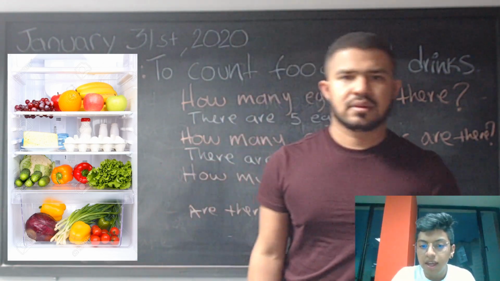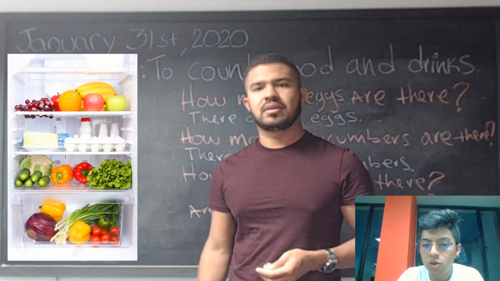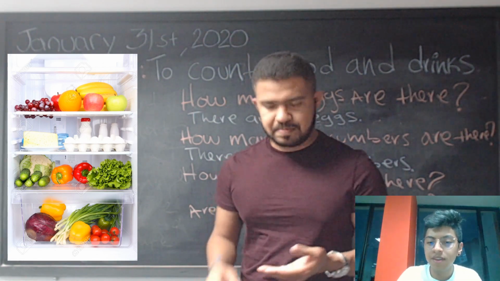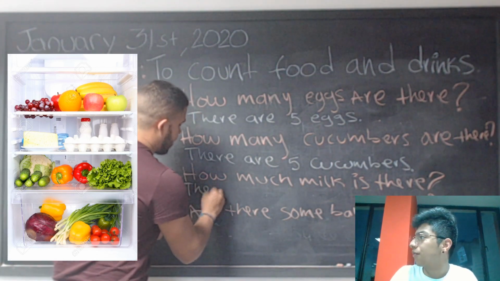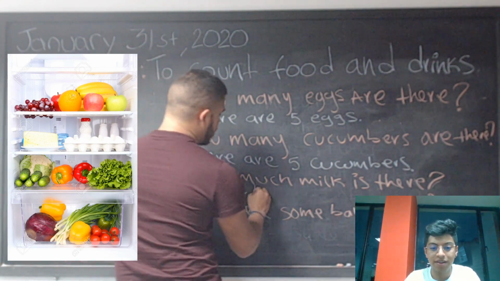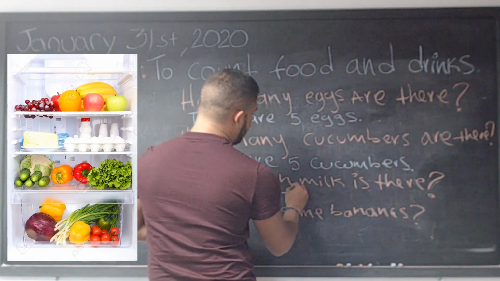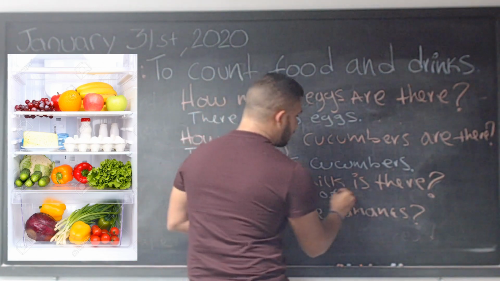Okay. Bradley, there are 2 bottles of milk. Perfect, excellent. Luis, there are 2 bottles of milk.